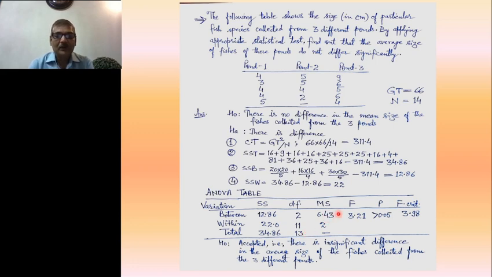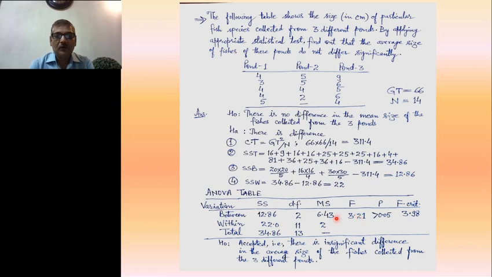Then MSW and MSB values are also here. MSB value is 6.43, that has been obtained by dividing 12.86 by 2. And then MSW value you have obtained by dividing 22 by 11, that comes 2.